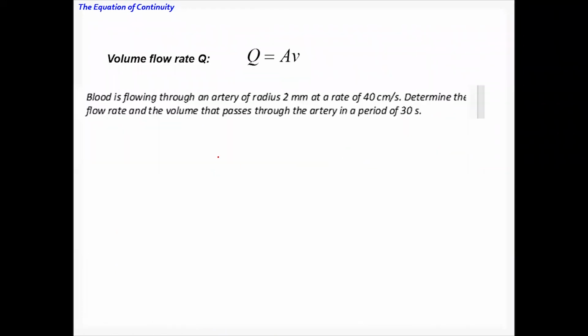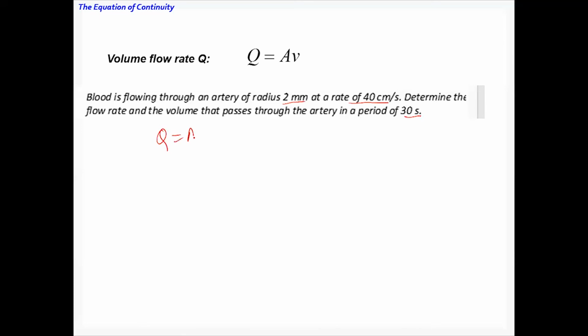Okay, let's do a couple of problems, then we are done with this chapter. The first one: blood is flowing through an artery of radius 2 millimeter at a given rate. Determine the flow rate and volume that passes through the artery in a period of 30 seconds. First of all, we need to find the flow rate. So what is the flow rate?